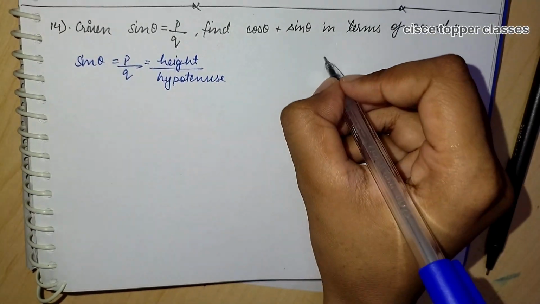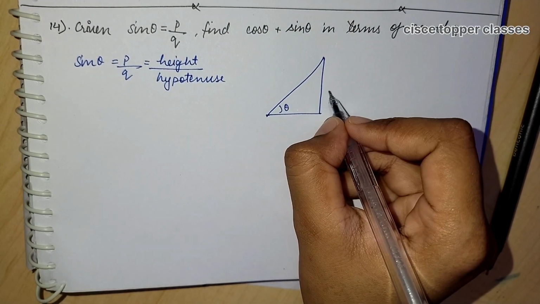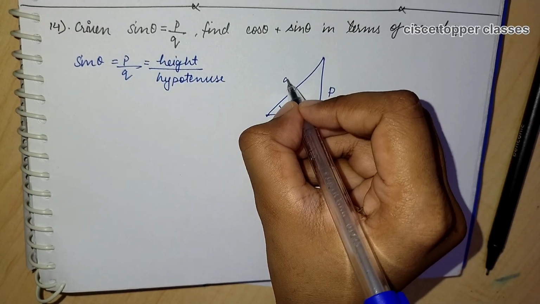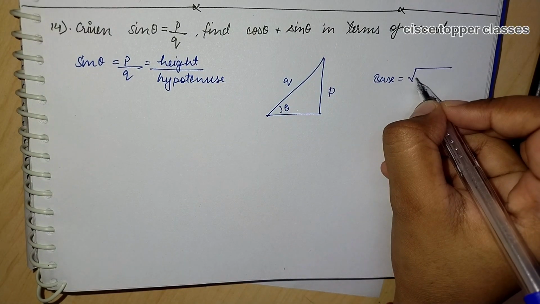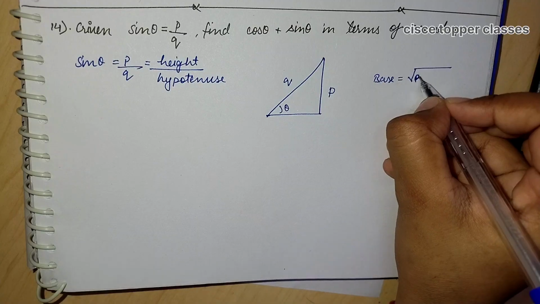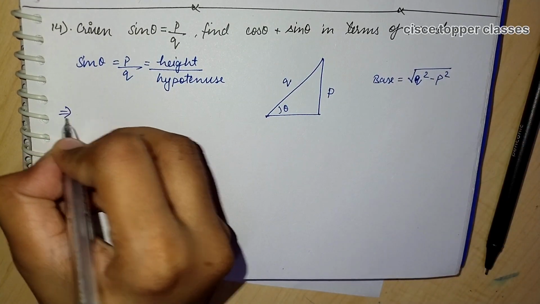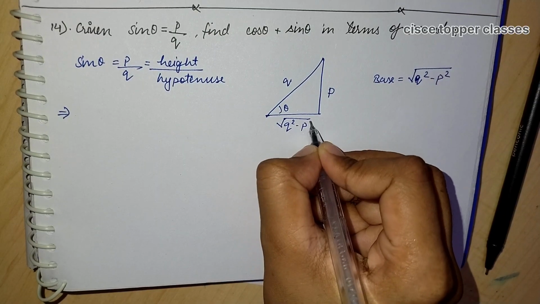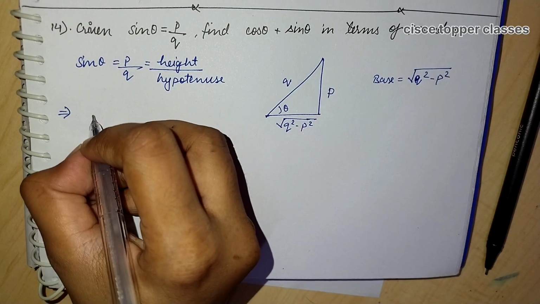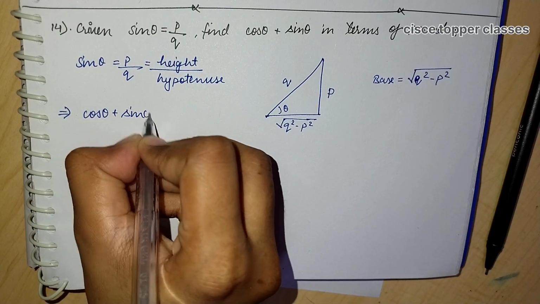We will let a triangle like this only. Let this be theta here, means height is p and hypotenuse is q. From that we can find the value of base as under root q square minus p square. So we can write the value of cos theta plus sin theta like this only.